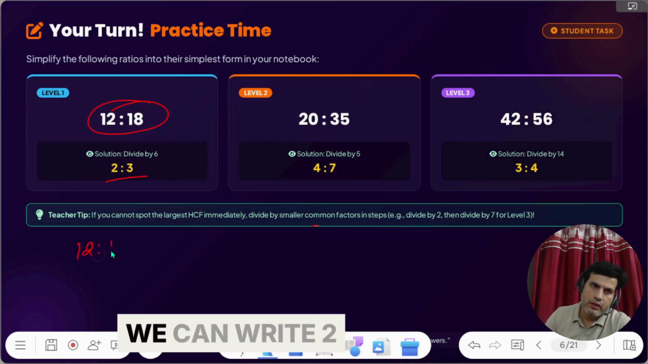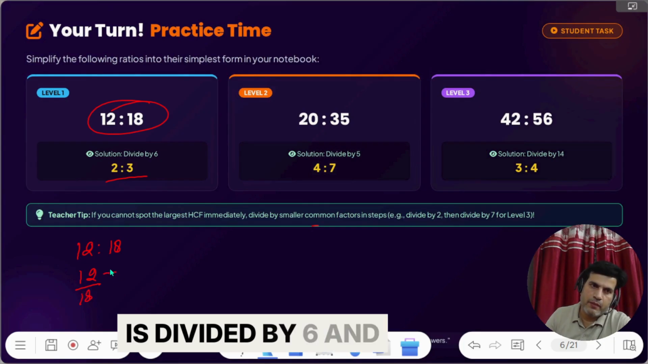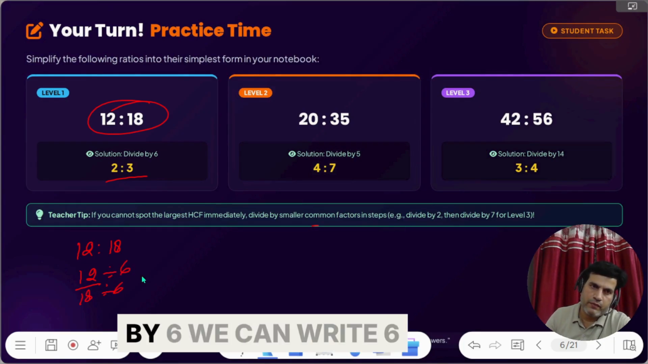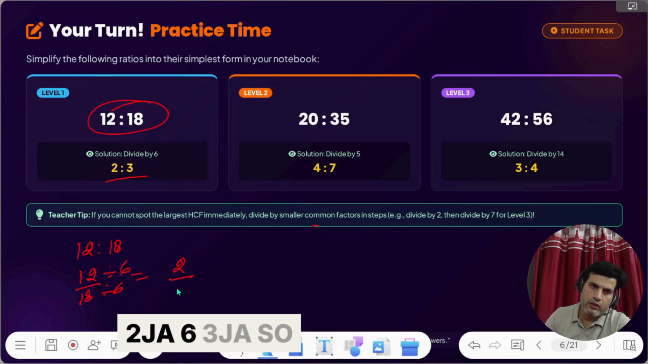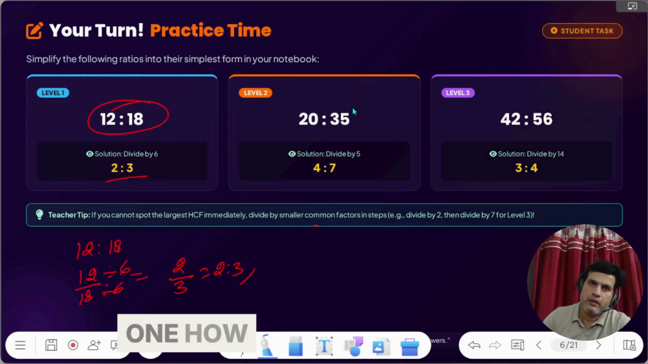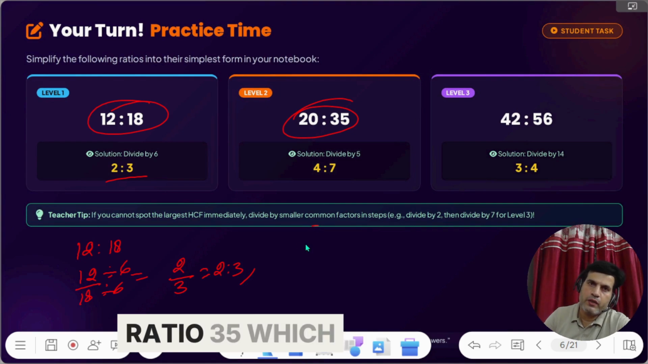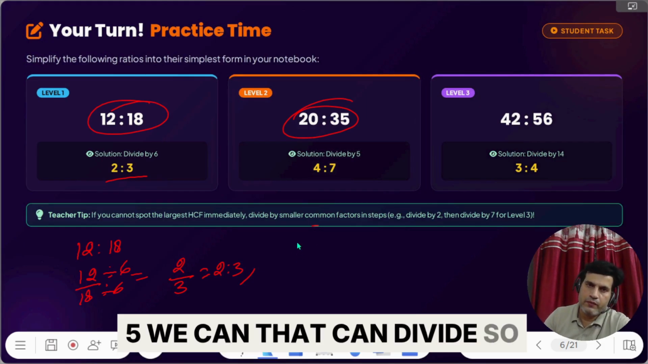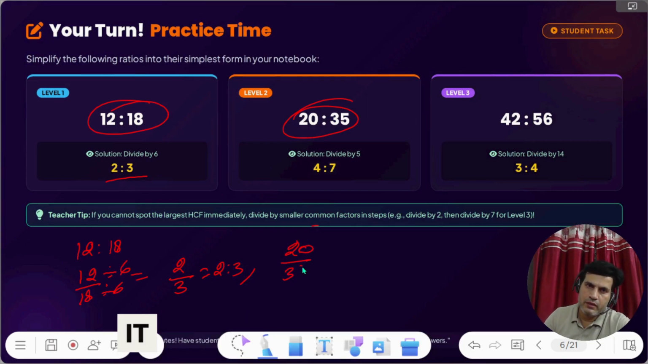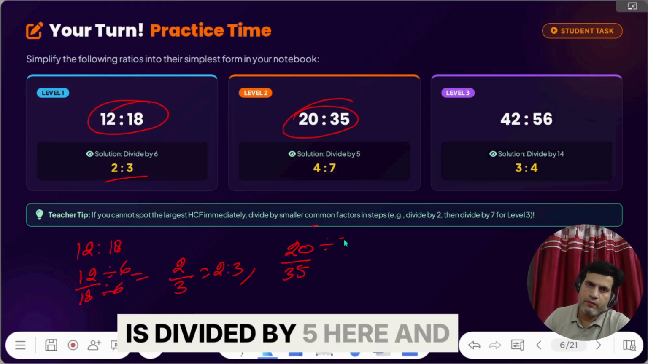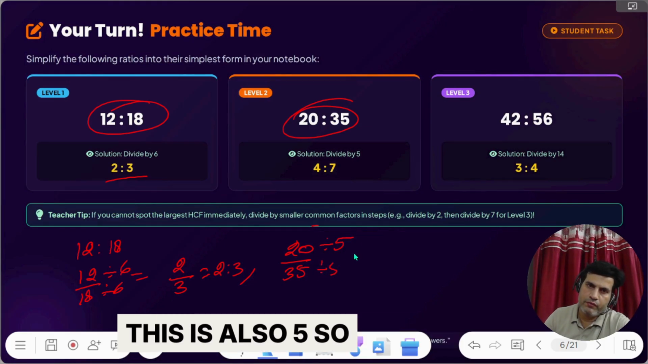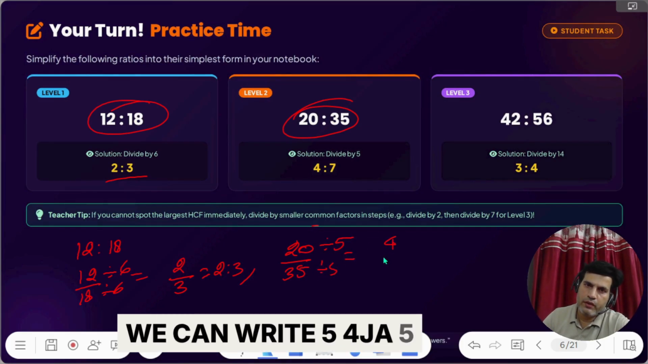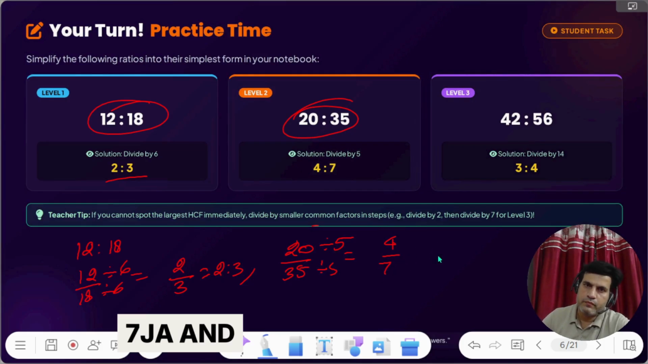Like 12 ratio 18, we can write 12 by 18, and this is divided by 6, and this is also divided by 6. We can write 6 twos are 12, 6 threes are 18. So it is a 2 ratio 3. This one, how can we write? 20 ratio 35. Which number can divide both numbers? So 5 can divide. So 20 by 35 is divided by 5 here, and this is also 5. So we can write 5 fours are 20, 5 sevens are 35.